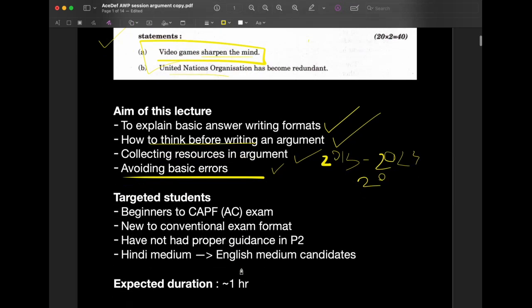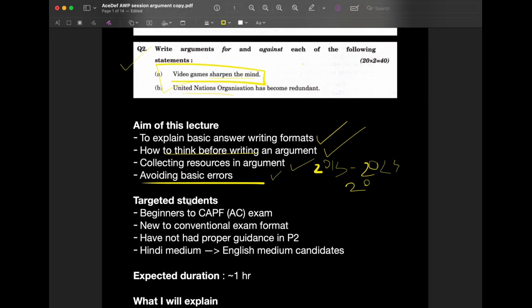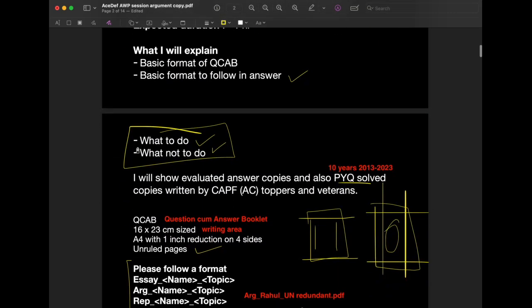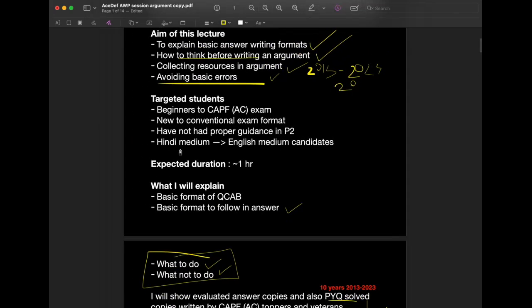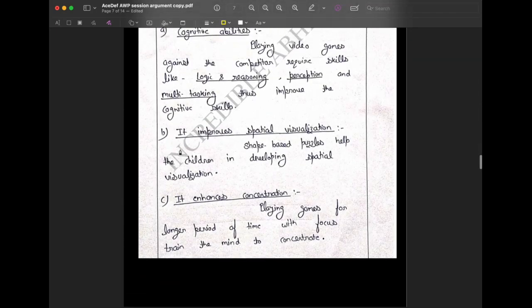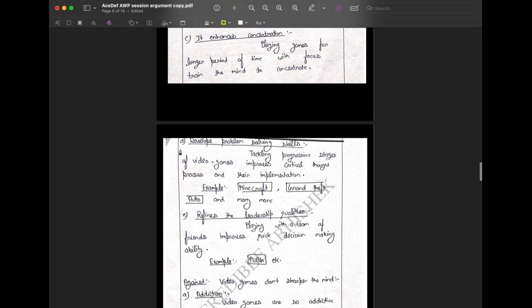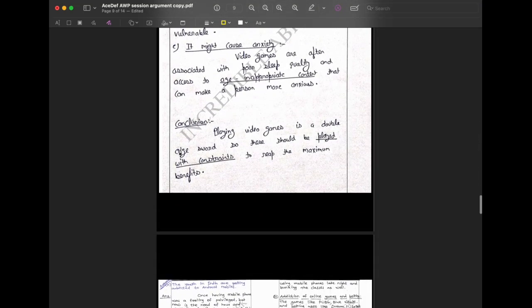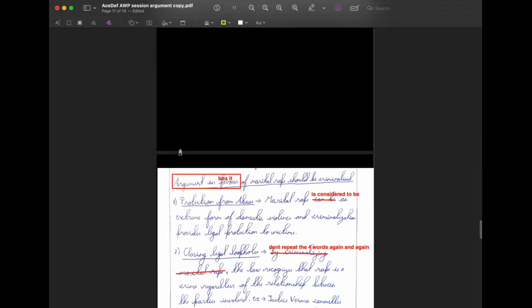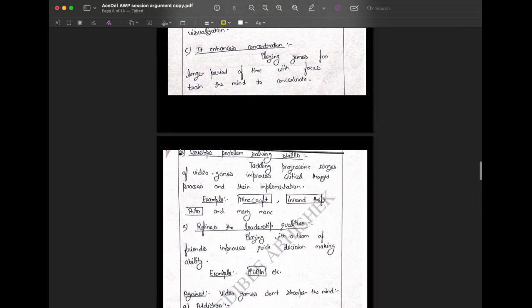Avoiding basic errors: for this I will be bringing a second part of the lecture. I see this is getting slightly long. The second part of this lecture will be focused on what not to do. That is basically what fetches you marks. I will be discussing this in a short amount of time in a different video. But before finishing this, I will explain one more example with you. One more example I have from the toppers' PYQ. Then we will go on to the mistakes.